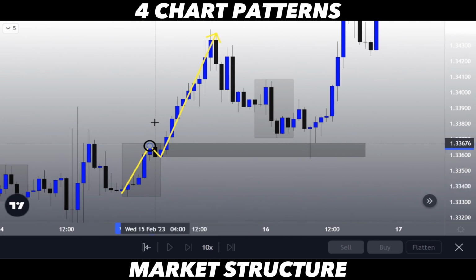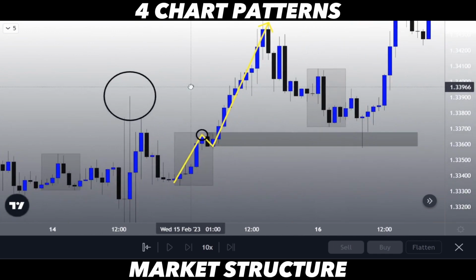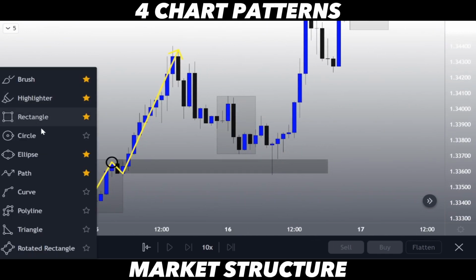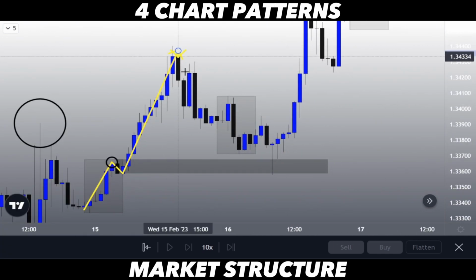So this move to the left actually broke structure. Impulsive move in one go. It didn't just break that structure, it also overtook this level as well. So quite a powerful move. Then we had the consolidation. Then we had the pullback towards this level.